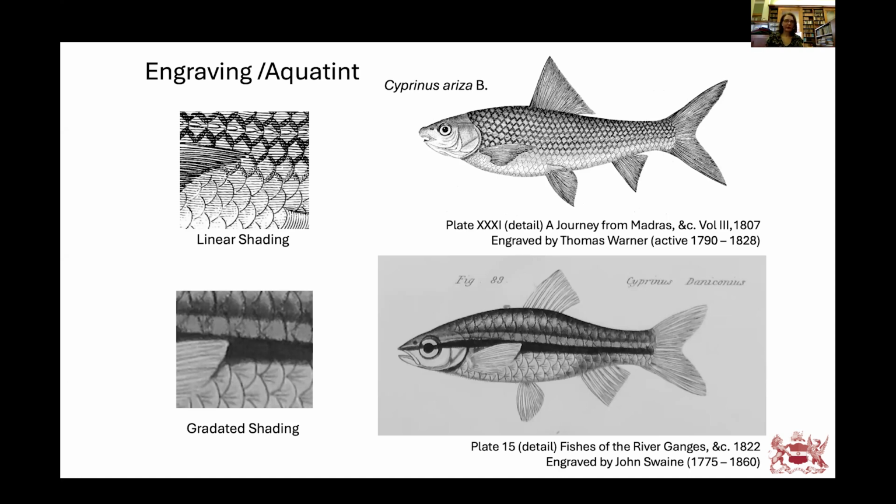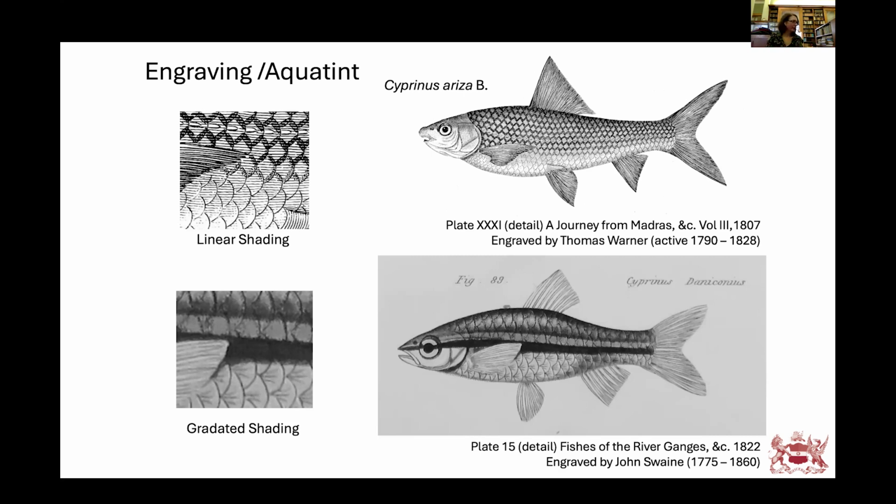illustrated in the Travels journey from Madras to Mysore. And you can see the linear shading. It has a very hard edge to it, whereas the aquatint has this very subtle gradated shading, which can successfully, to a degree, translate color and the shading and things like that. I've tried to show that on an enlargement there, but it didn't show up particularly well.